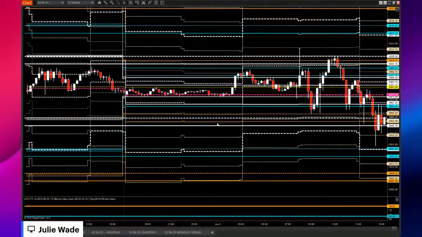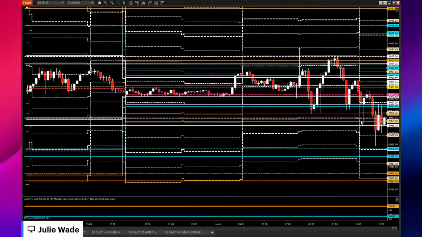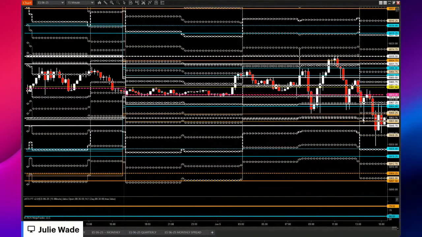But it's all good. The market worked beautifully today. It came up to the RVOL 3 and the HVOL 1, and it initially went down to the RVOL 3 and the HVOL 1 and bounced.